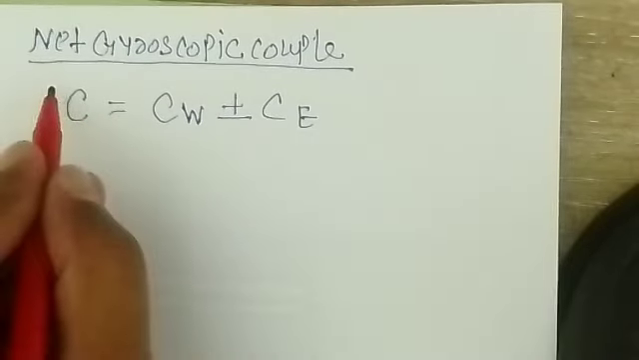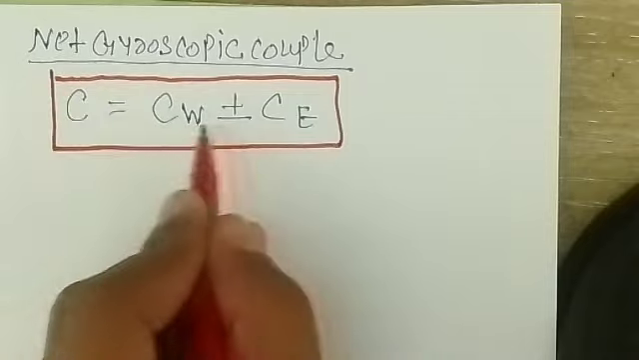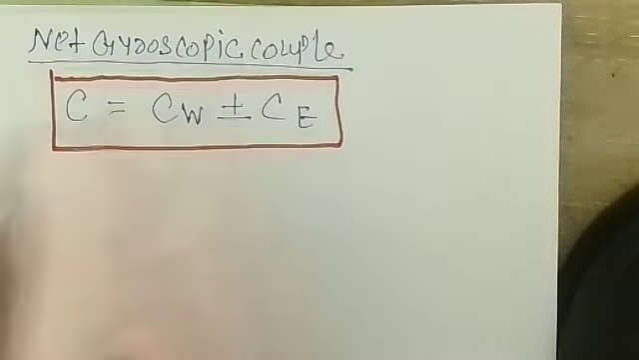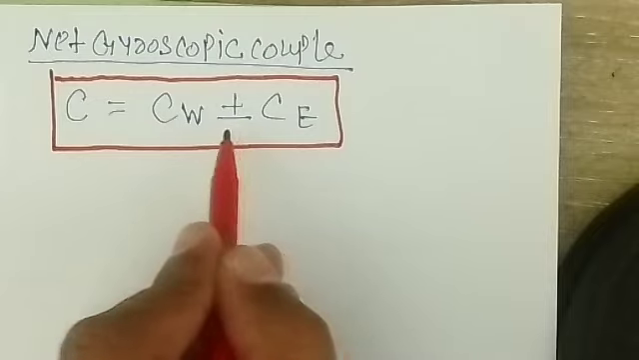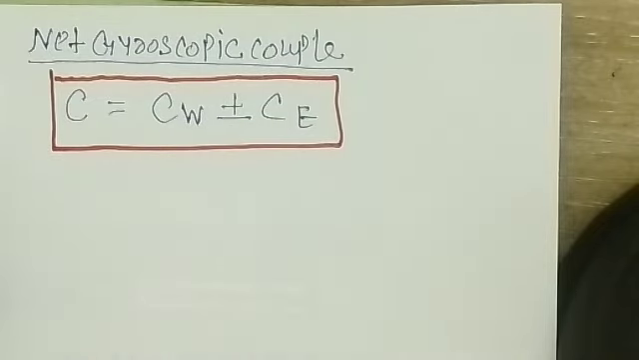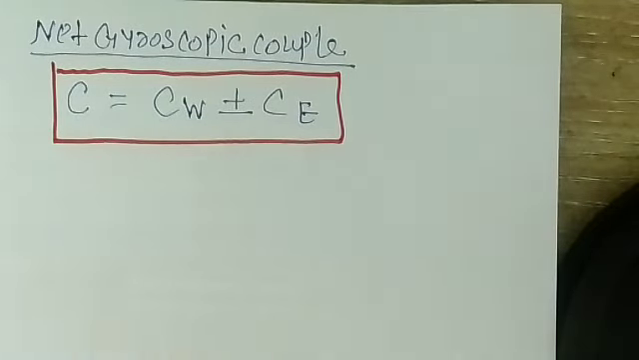Whatever C_W you find and whatever C_E you find, you can simply put into this equation and you will get the result. But here confusion will arise about the plus and minus sign. When will we use the positive sign and when will we use the negative sign to get the net gyroscopic couple? Listen very carefully. When the wheel and engine both are rotating in the same sense, then we use the positive sign, and when the wheel and engine are rotating in the opposite sense, we use the minus sign.